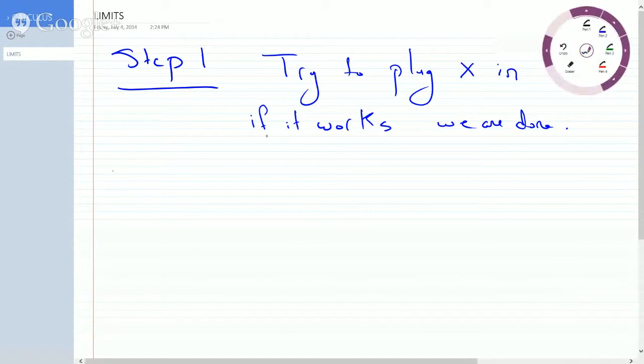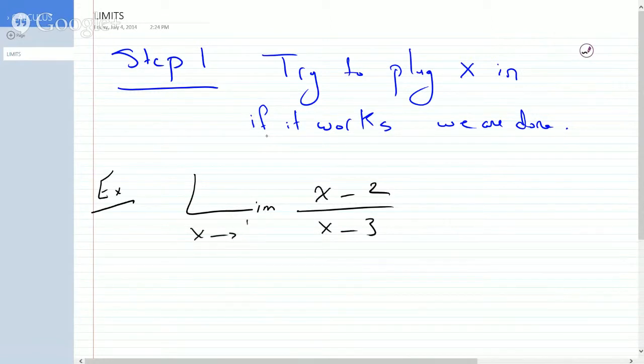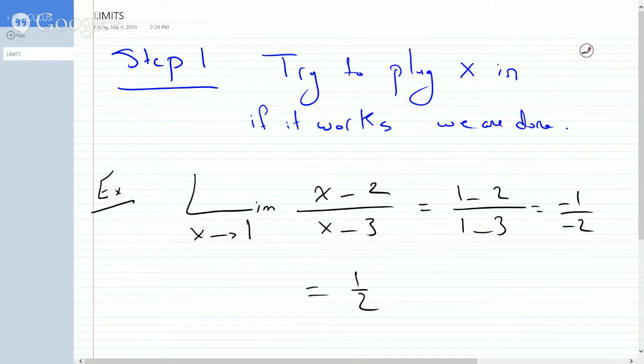Okay? Like, for example, the limit of x minus 2 over x minus 3 as x goes to 1. Okay? So first we try to plug it in. Watch. So wherever there's an x, put 1. So this becomes 1 minus 2 over 1 minus 3. 1 minus 2 is minus 1 over minus 2. So that's half. So the limit is half.